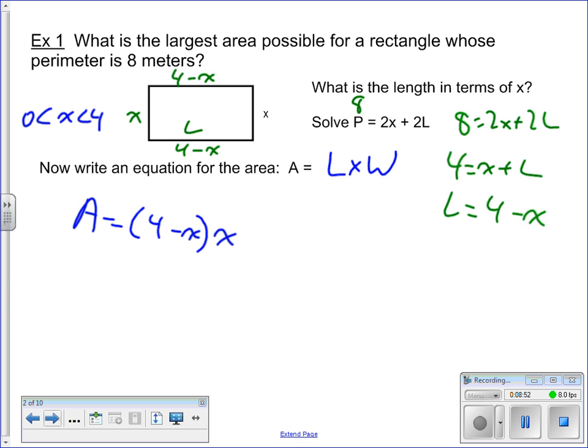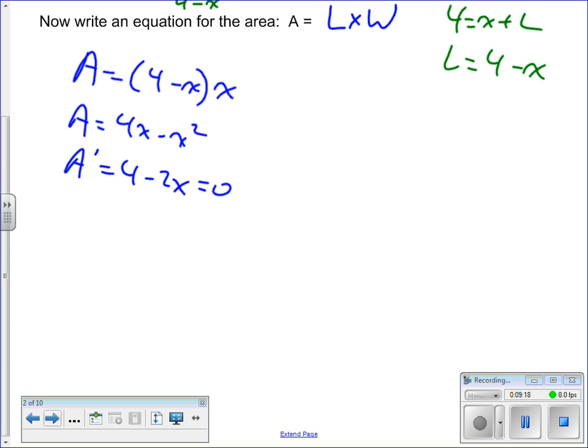Now, when I want to take the derivative of this, I want to make it easy. Distribute the x, and then take the derivative. A prime equals 4 minus 2x. And when in doubt, set it equal to 0. So 4 minus 2x equals 0, 4 equals 2x, x equals 2.